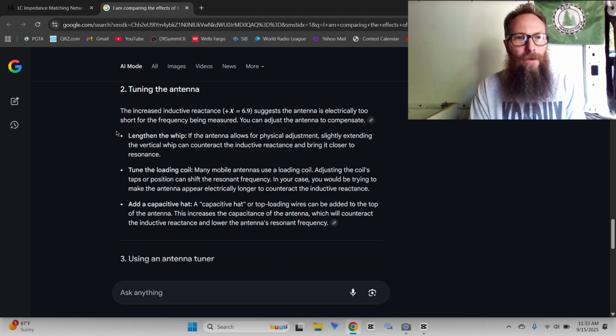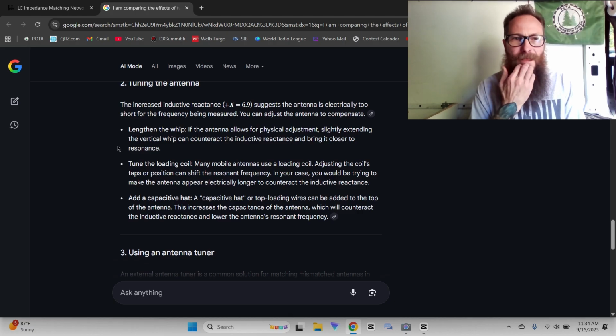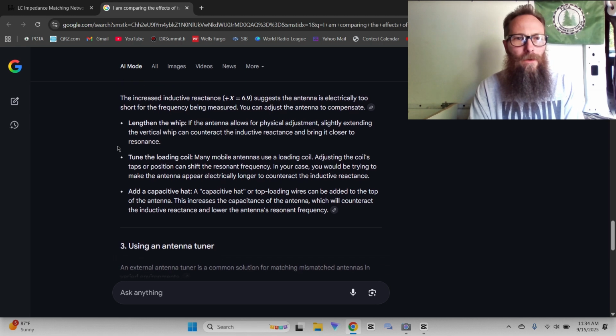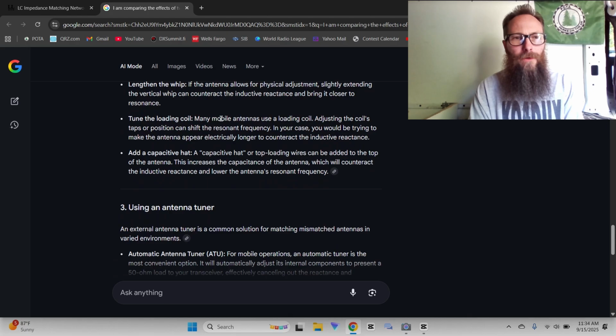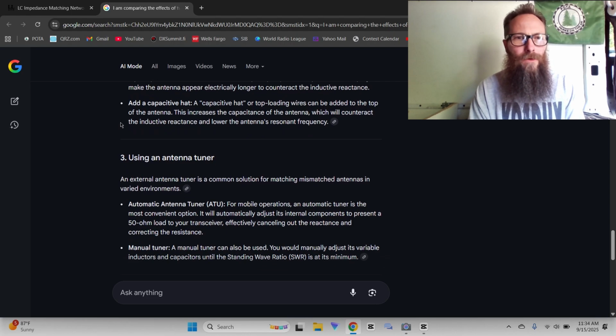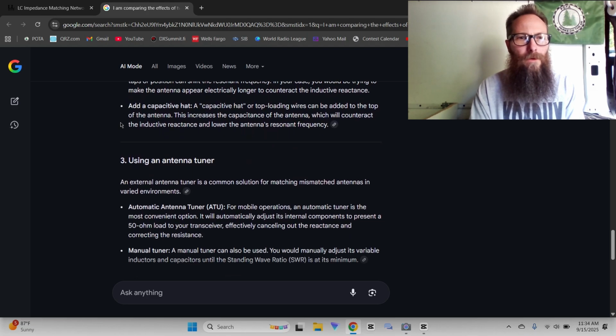Tuning the antenna. Lengthen the whip. Well, my whip is maxed out there, and I even have used a longer whip and gone to where it is definitely too far and not been able to bring the SWR to where I want it. Tune with the loading coil. So if we're using a loading coil, we could use that. Add a capacitive hat. Yeah, I've tried that, and that did help some. So this is just, as far as the physical antenna, some things we can do.